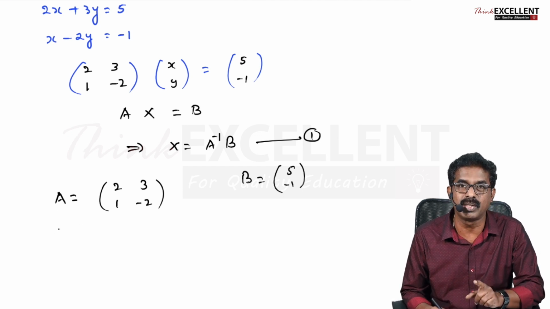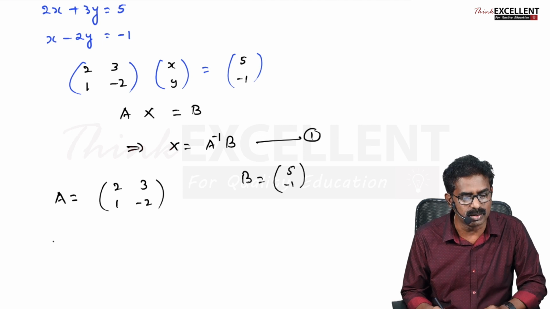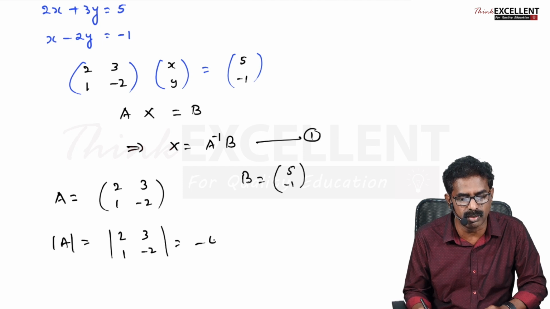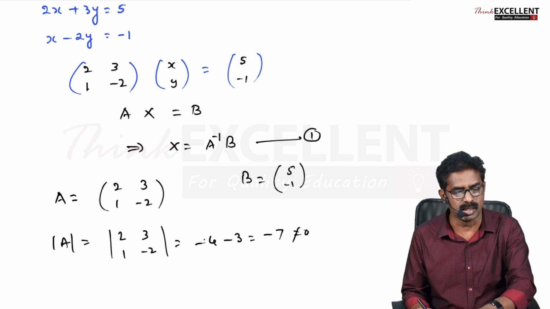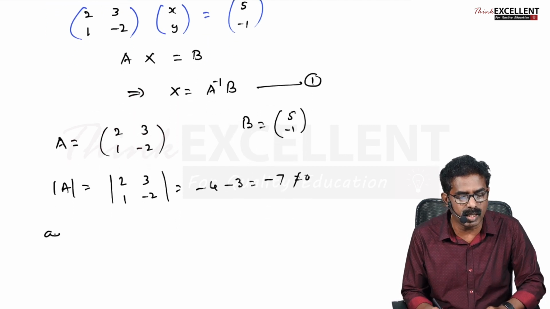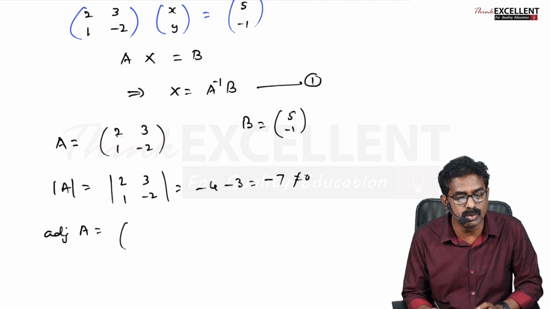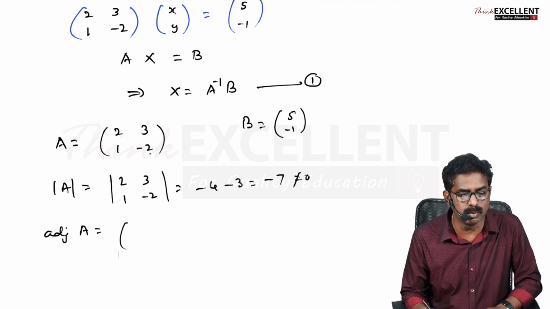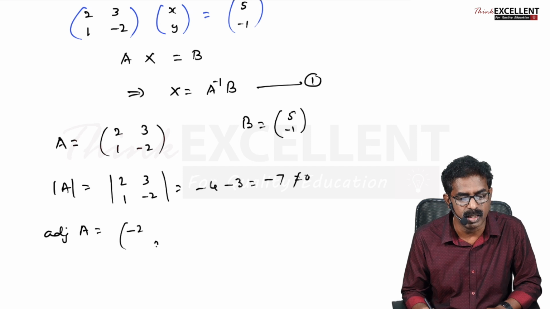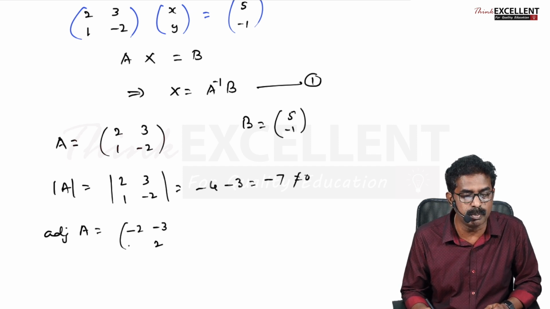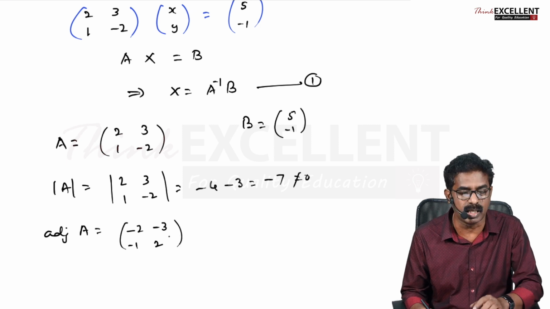To find A inverse, what do you need? Determinant A and adjoint A. So find determinant A, write it as the determinant 2, 3, 1 minus 2. You multiply: minus 4 minus 3. So it is minus 7, which is not equal to 0. Then adjoint A, you write: principal diagonal interchange. The 2 and minus 2 you interchange, so you will get minus 2, 2. Other two elements you change the sign. So 3 becomes minus 3 and 1 becomes minus 1. So this is adjoint A.